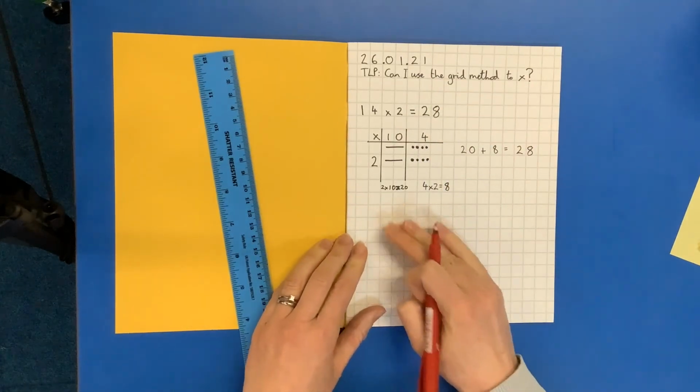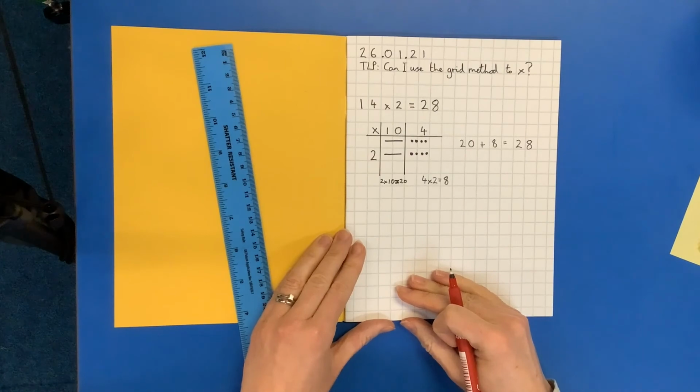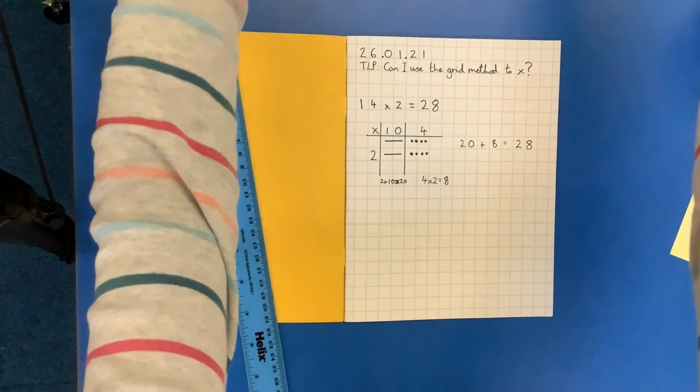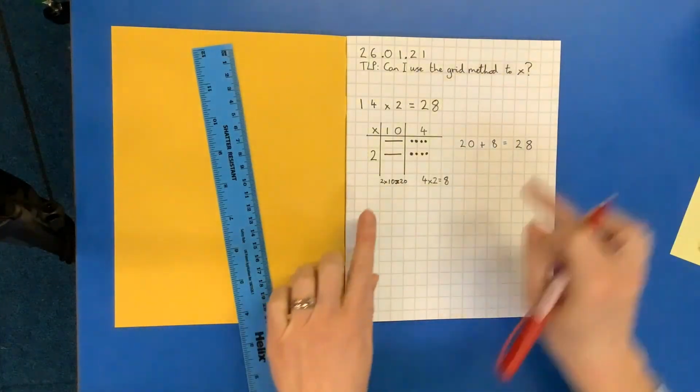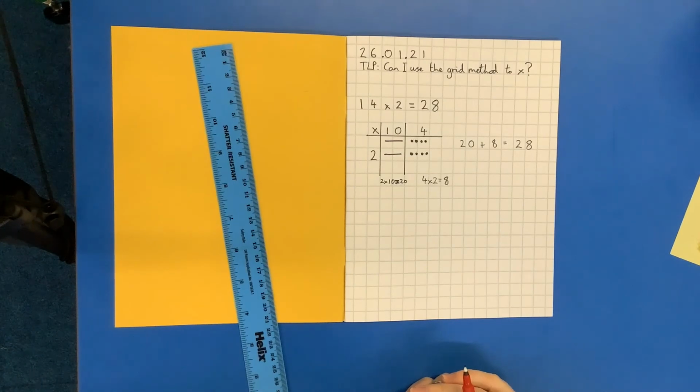Now I'm going to give you a few down here that you can try, and you can try it either with your large piece of paper like this, or you can do them into your book using the grid method. Might be an idea to do a few in different ways.